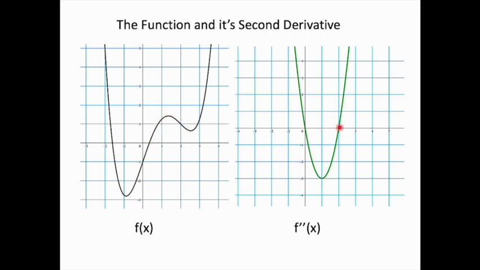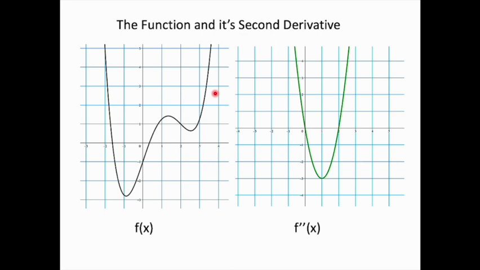Now, because the second derivative is positive from 2 to infinity, that's where it's above the x-axis. That means on the interval from 2 to infinity, the function is concave up. So if we look at the function from 2 to infinity, that's definitely concave up.